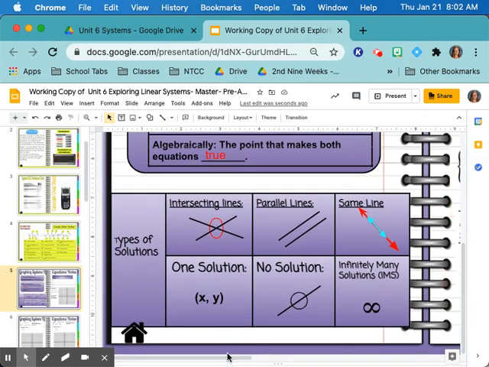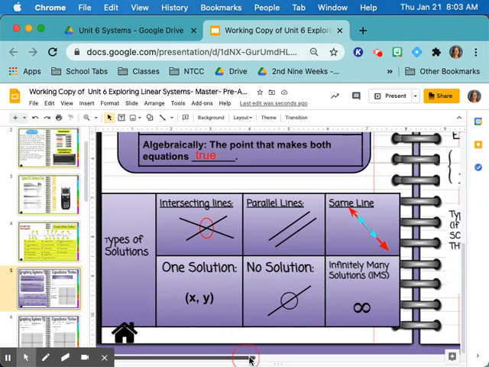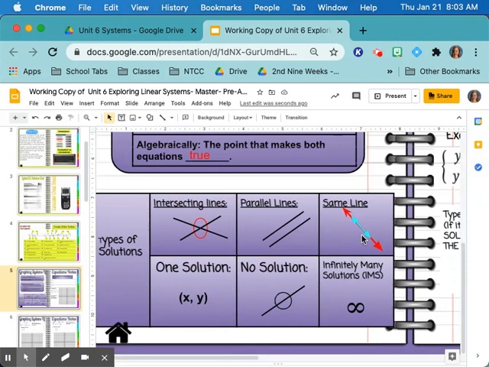So let's look at the types of solutions that we could have. If they intersect, we have one solution. We have a point, and we will write the solution as a coordinate (x, y). If we have parallel lines, they will never intersect, therefore you have no solution. You can write a 0 with a slash through it. If it is the exact same line, they're intersecting at every single point, so we can write the symbol for infinity, or we can write infinitely many solutions.